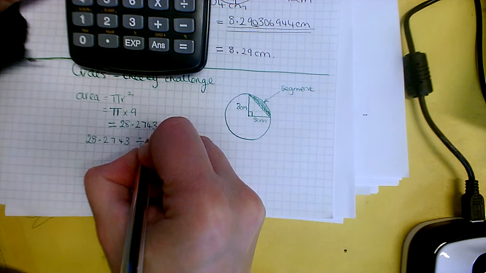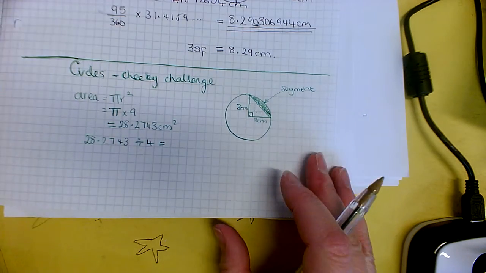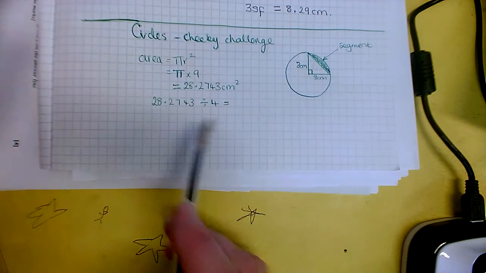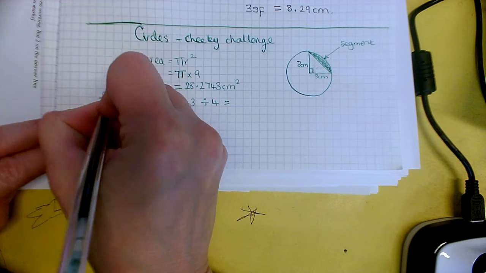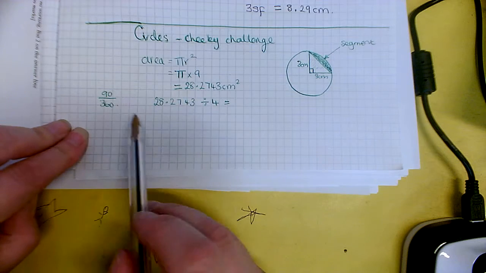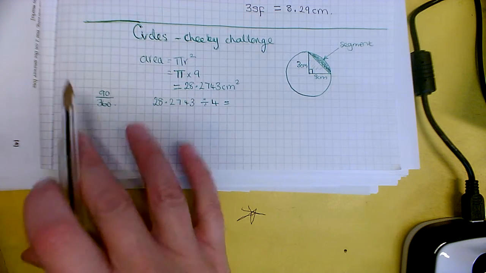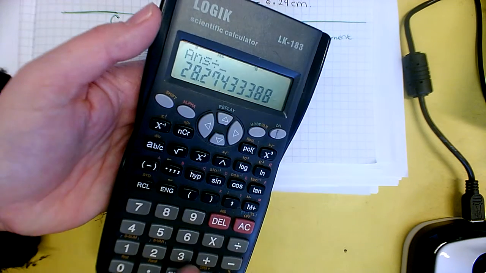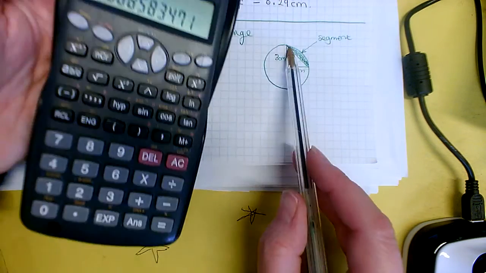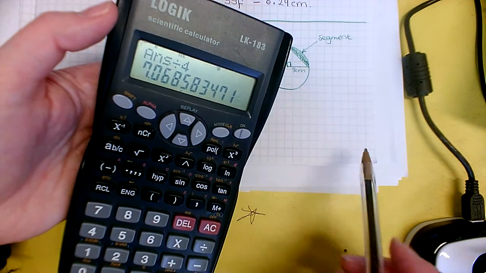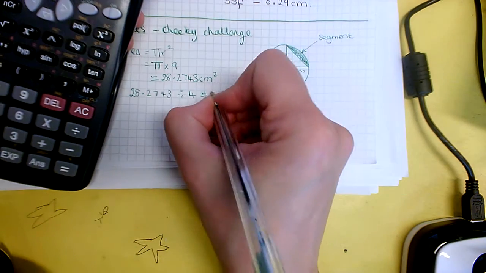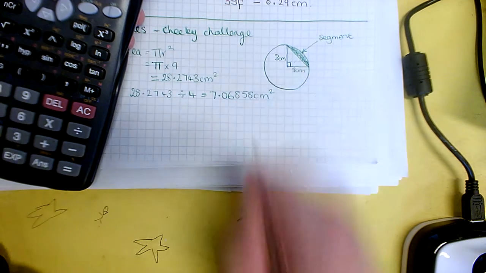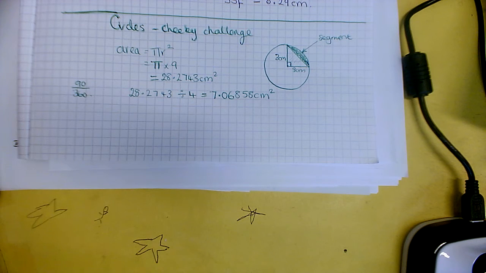28.2743 divided by 4. Now, if we look back to our little example we did up here, we did 95 over 360. If you wanted to keep it consistent, you could simply do 90 divided by 360, okay? It would give you the exact same thing, because 90 is a quarter of 360. So it's up to you if you just want to keep it consistent. So if I divide here by 4, the area of this whole quarter of my circle is, sorry, 7.0688 centimetres squared. Okay, so that's the first thing that we need to do.